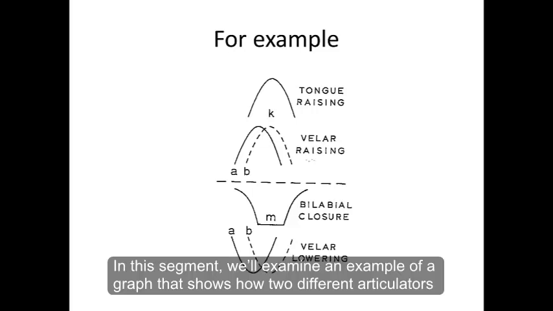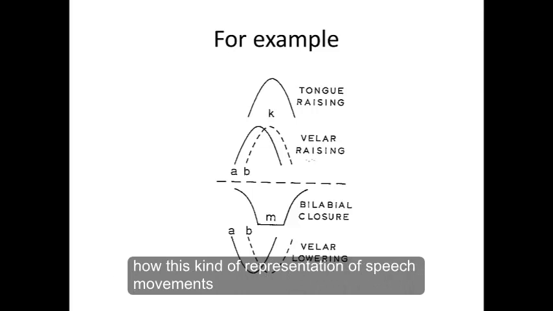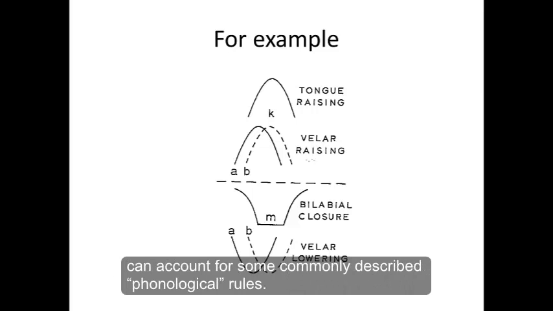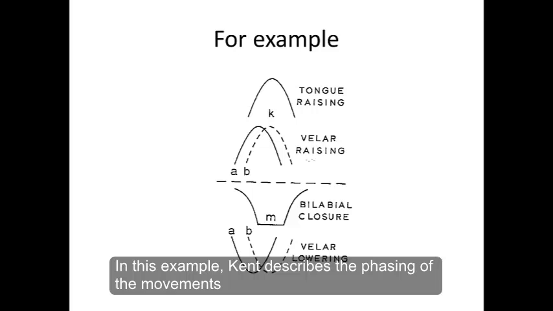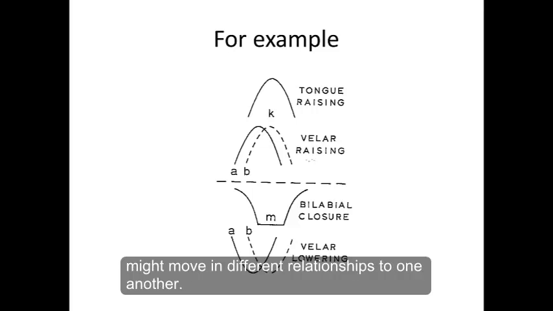In this segment, we'll examine an example of a graph that shows how two different articulators might interact in different ways during the productions of different words, and you'll see how this kind of representation of speech movements can account for some commonly described phonological rules. In this example, Kent describes the phasing of the movements required for k and m.